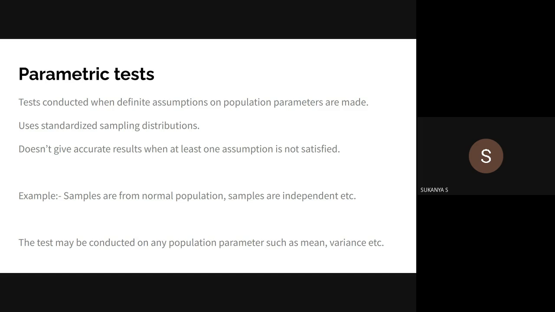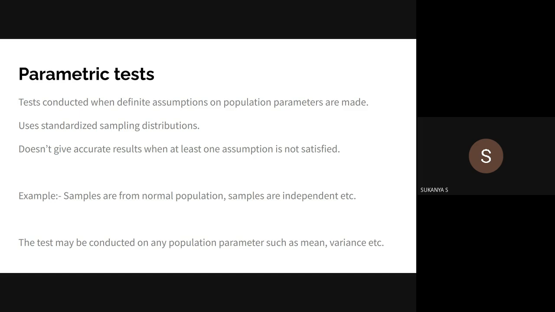As we have said, we do hypothesis testing on population parameters, and when our data satisfies a certain set of assumptions, we conduct a parametric test. We'll discuss the tests, but to list them out, there are four main parametric tests that we generally consider. One is the z test, second is the t test, third is the f test, and the last one is the chi-square test. These are the four parametric tests that we generally deal with.